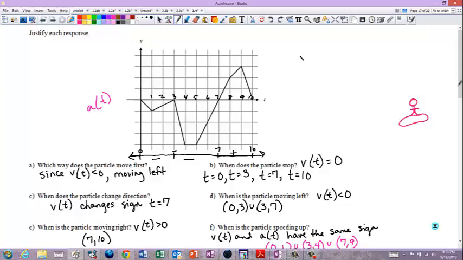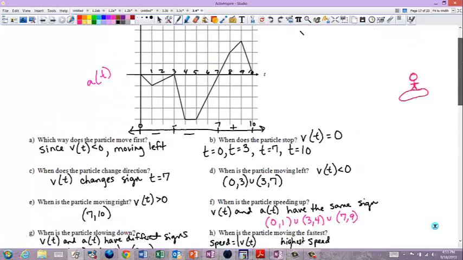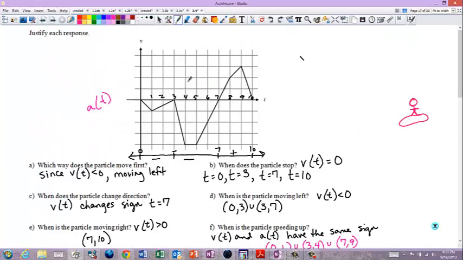Oh, look, I have to graph it in J. Let's go ahead and graph it now. Graph the particle's speed. What happens when you graph absolute value? Remember, it takes everything below and flips it above. So it would look like this in brown.